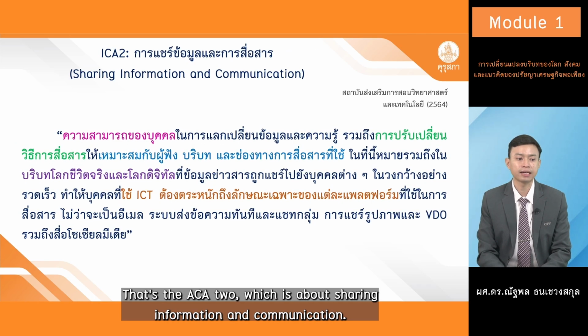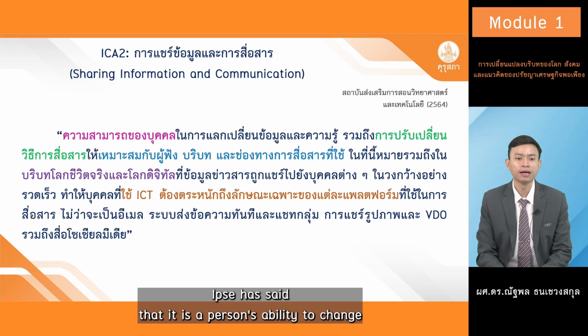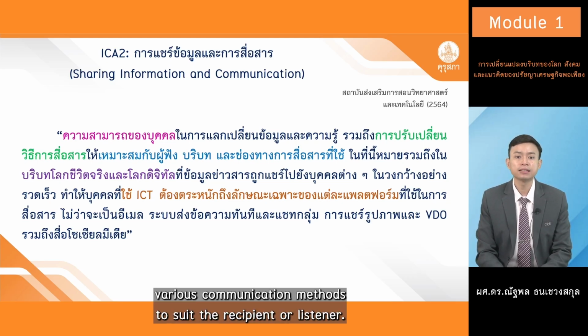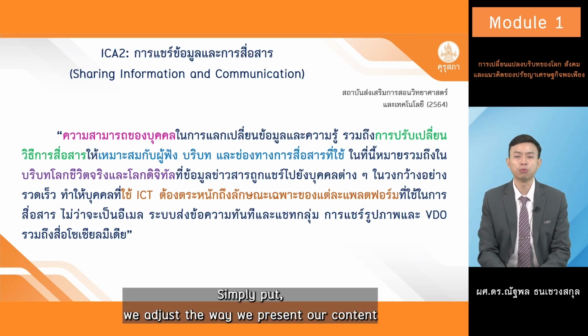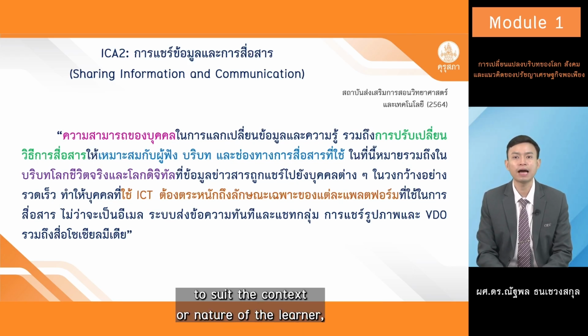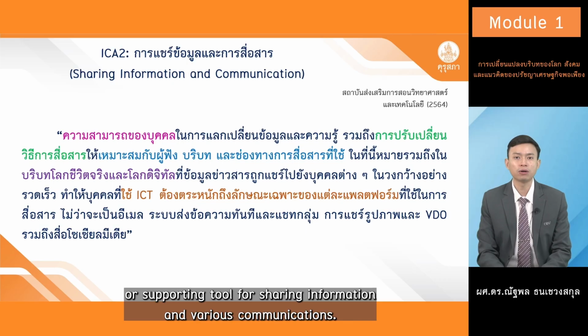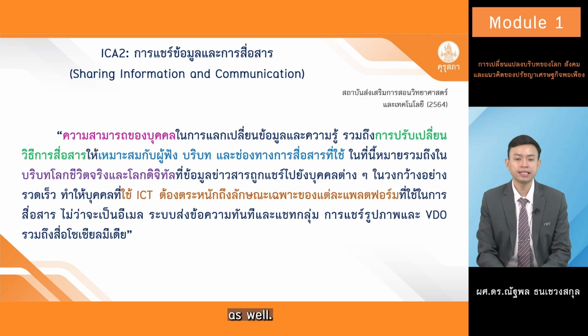As for ICA 2, which is about sharing information and communication, IPST has said that it is a person's ability to change various communication methods to suit the recipient or listener. Simply put, we adjust the way we present our content to suit the context or nature of the learner to understand as much as possible. By bringing in ICT as a platform or supporting tool for sharing information and various communications, it may be in the form of pictures or video clips that we are studying today as well.